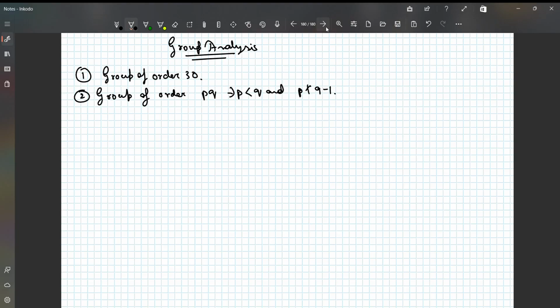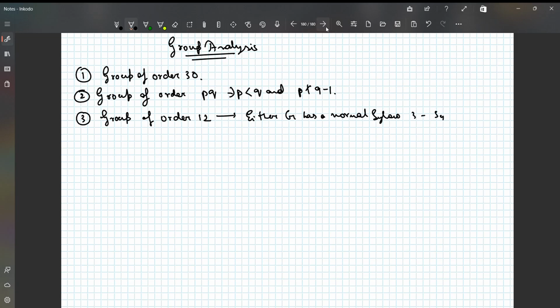Okay. In this lecture, we are going to cover three important groups. One is a group of order 12. In this case, we tend to show that either G has a normal Sylow 3 subgroup, or G is isomorphic to A4, and in that case, it has a normal Sylow 2 subgroup.